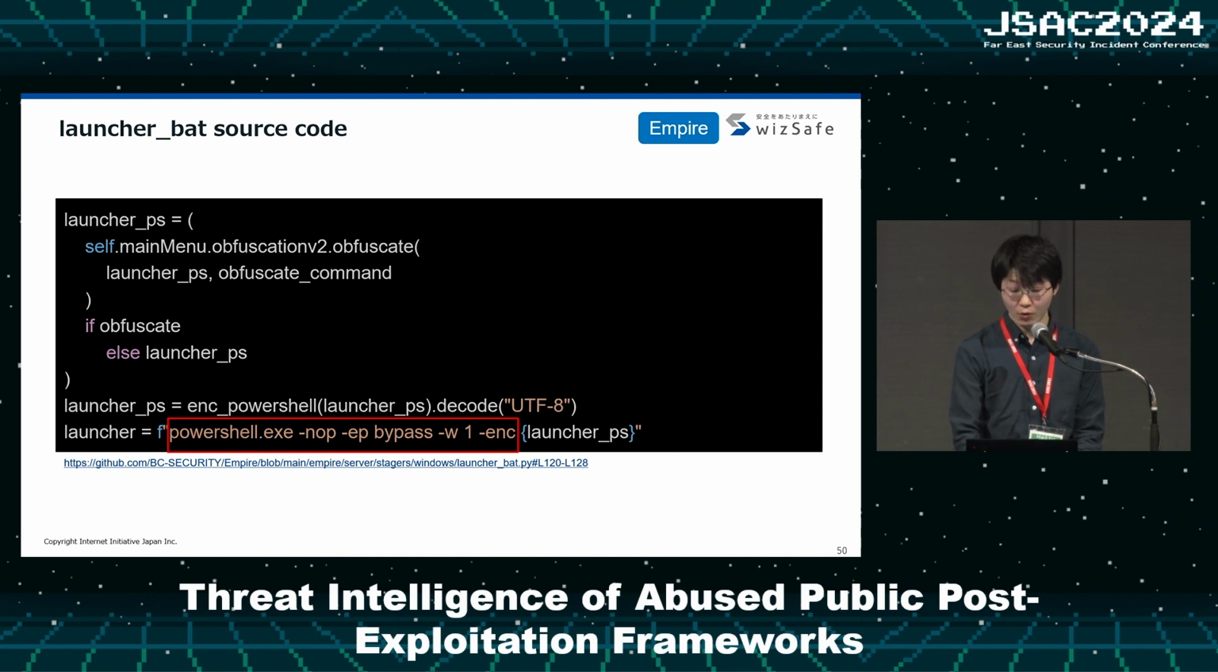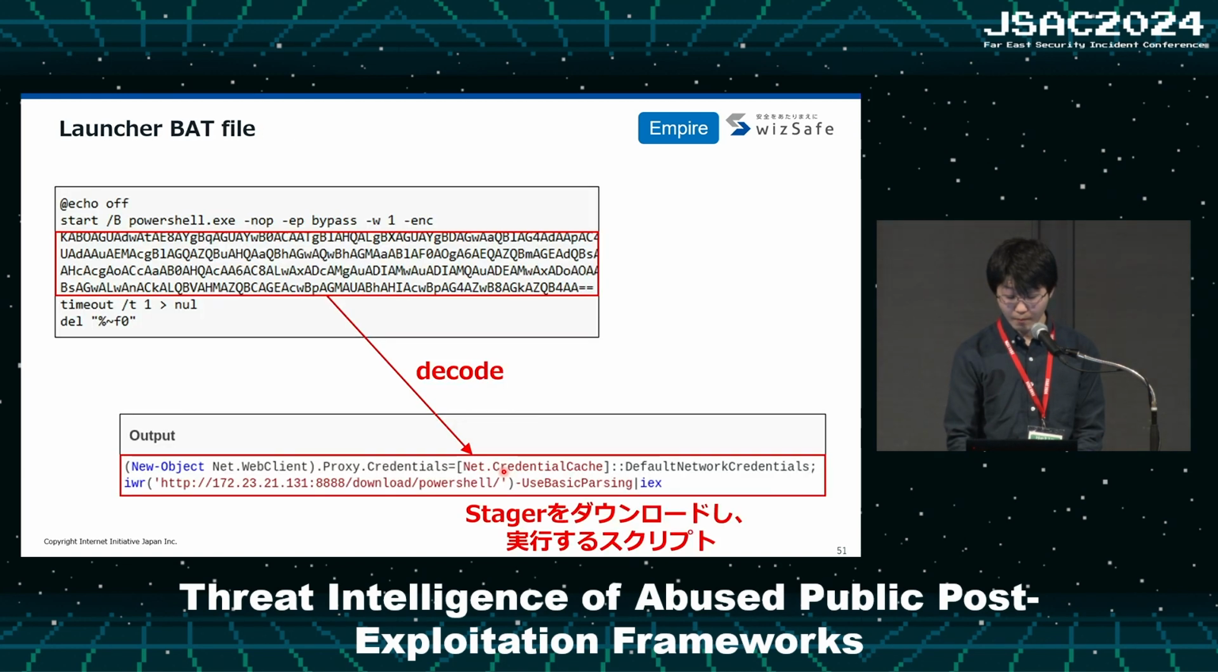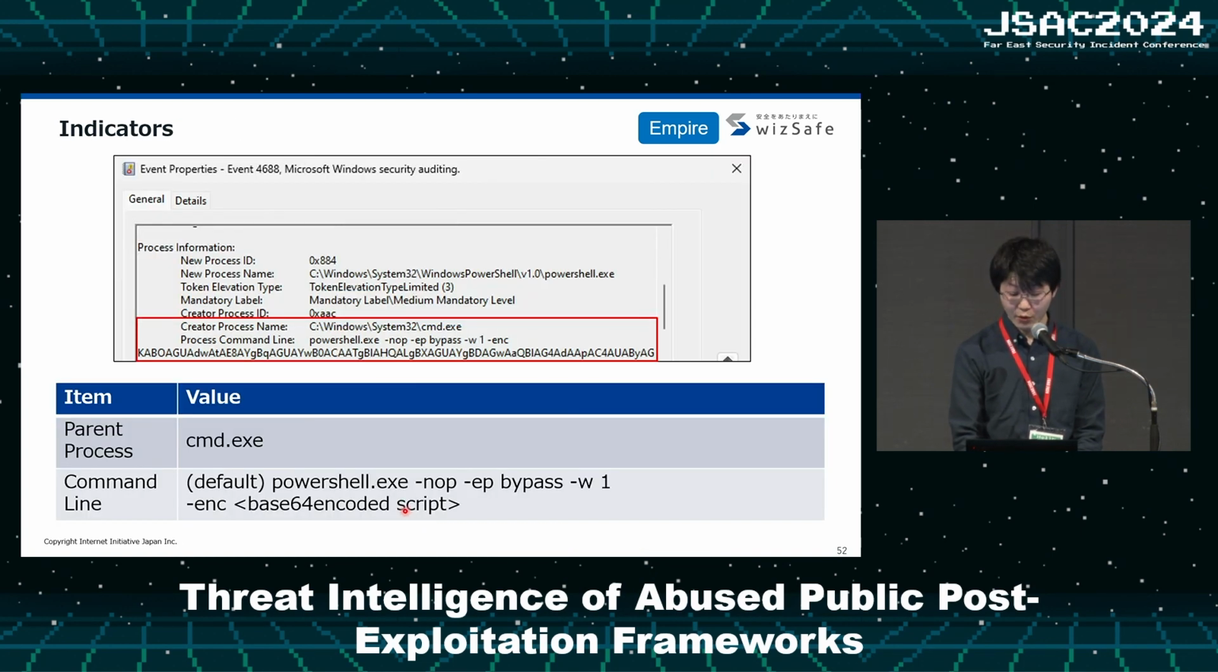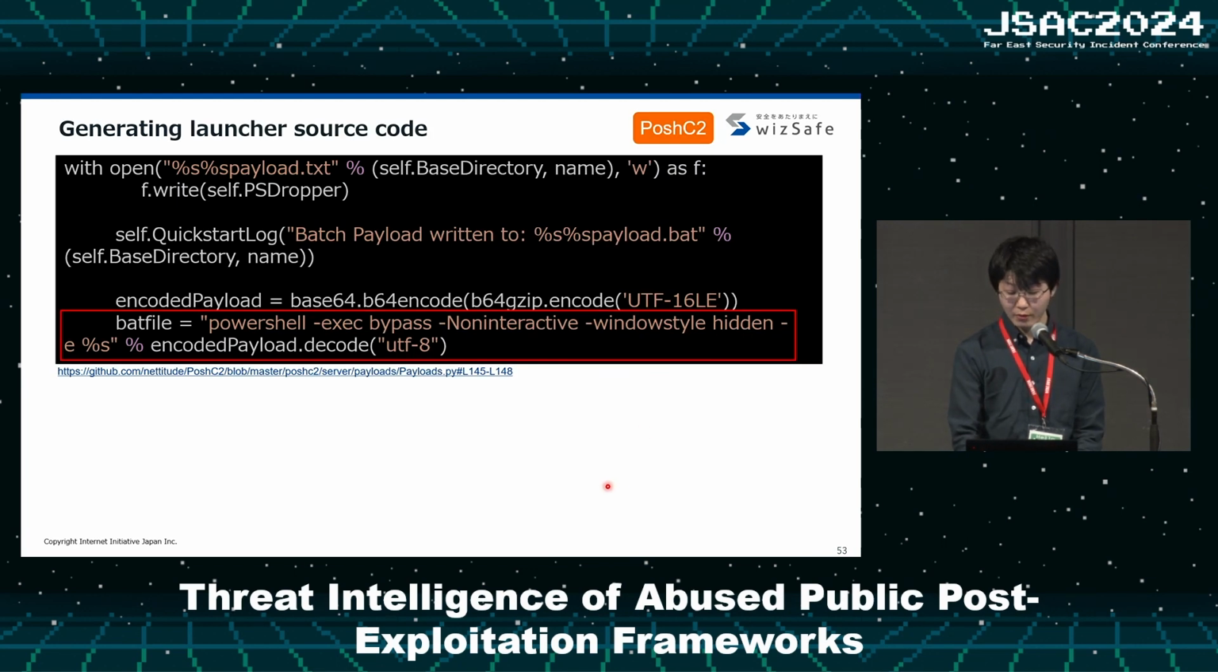This is the source code of the batch file of Empire. When you look inside, PowerShell is being executed and it's hard-coded. When you look at the batch file itself, you can see the script encoded and executed by PowerShell. And when you decode the executed string, it's a script that downloads and executes the stager. So when you look at the event log, the execution of PowerShell is recorded, and the encoded long string is also recorded in the log. That's the characteristic.